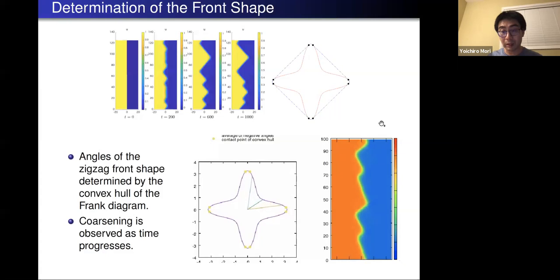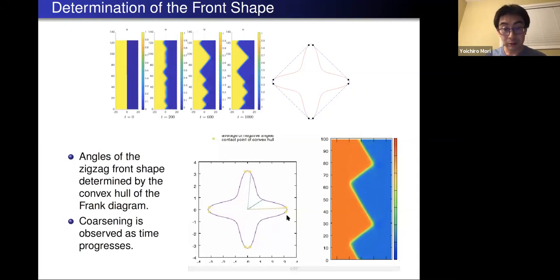What we don't know, but we have some computational examples, and we only have heuristic arguments for, is what the final shape of the front is going to look like after a long time. And we suspect that the zigzag directions, these directions here, correspond to the directions that come about when you form the convex hull of the Frank diagram, and this seems to be supported by numerical evidence.